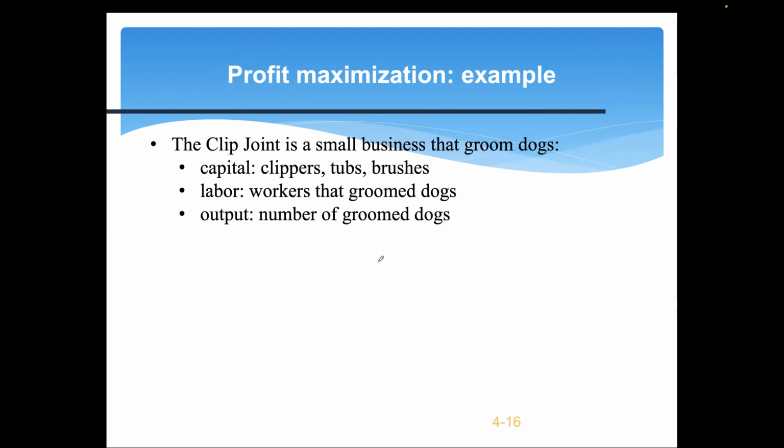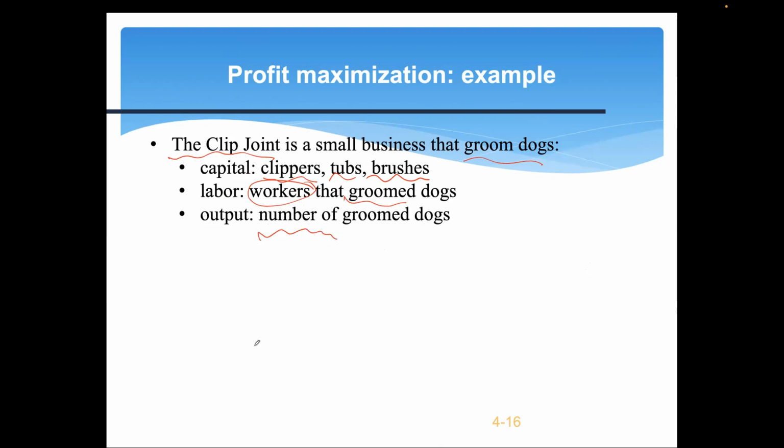Okay. Let's look at an example. There's a small business called Clip Joints. Their business is to groom dogs. The capital they need includes clippers, tubs, and brushes. What labor do they need? They need workers who are able to groom dogs. In the end, what's the output? The output is the number of dogs they groom.